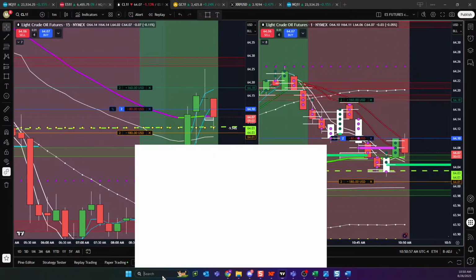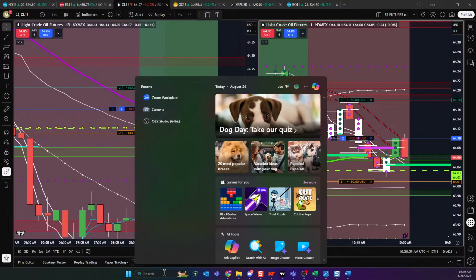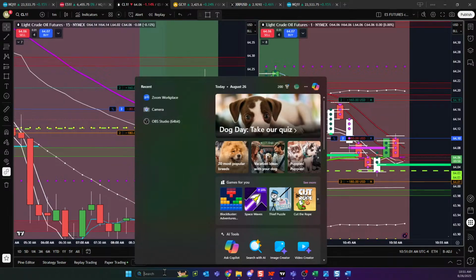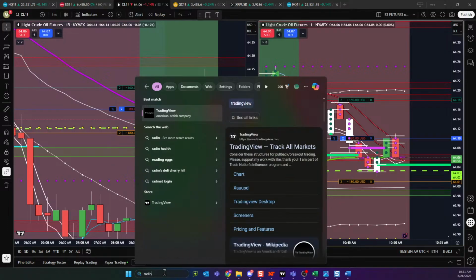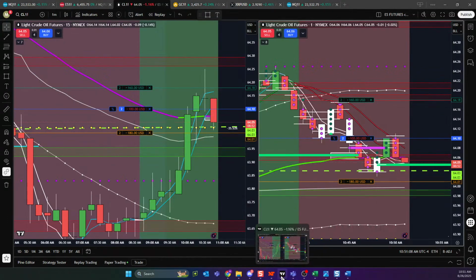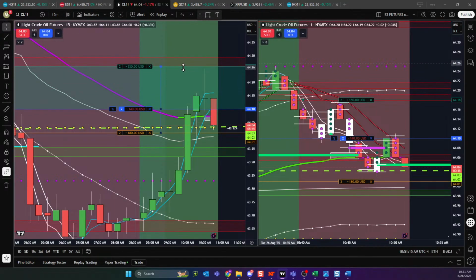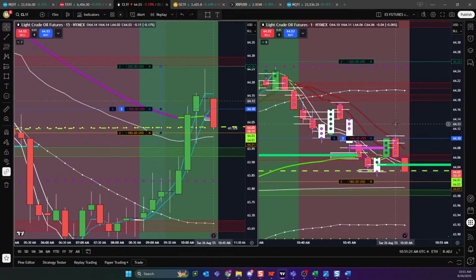So K-Price, just go find your TradingView app. And you probably have a desktop icon that looks like this. Click on that and it should open up for you.